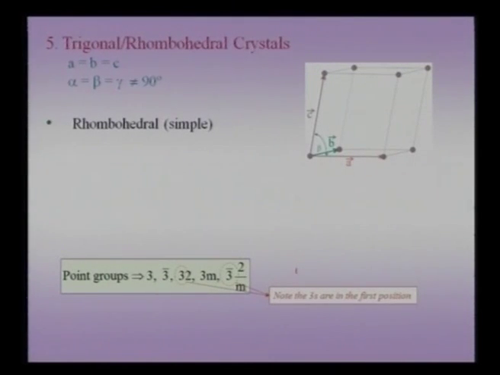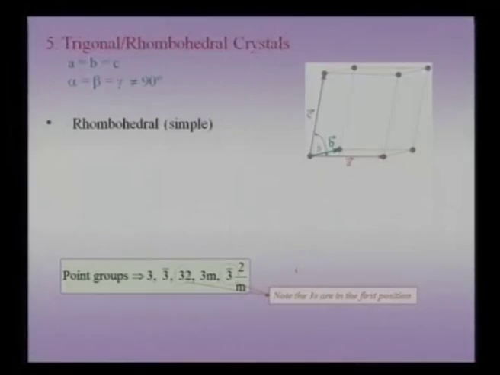In trigonal crystals, we had already seen how we can go from a cubic unit cell to a trigonal unit cell by pulling along the body diagonal, and if you do such an operation, we end up with A equal to B equal to C, and alpha, beta, gamma all equal but not equal to 90 degrees. That means these angles can be any general angle. In this case also, we have only one kind of lattice, the simple rhombohedral lattice, and all rhombohedral crystals are characterized by a 3-fold or a 3-bar axis, of course, a 3 in the first position.